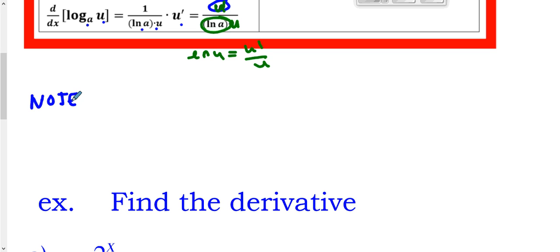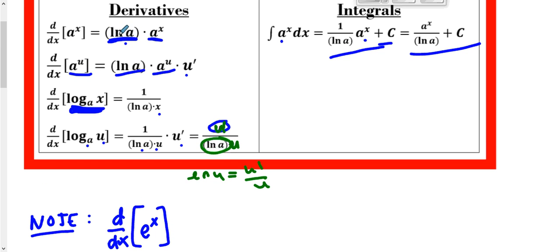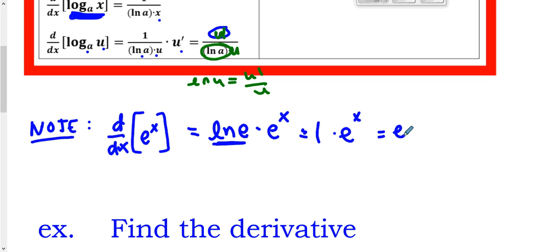Kind of helps you understand what's going on up here. When we take the derivative of e to the x, if we followed this same rule for a derivative of a to the x, then it would be the ln of that number, a, times a to the x. Well, in this case, it just happens to be e. So this would be the ln of that number, e, times e to the x. Well, ln of e is 1, times e to the x, which is just e to the x.